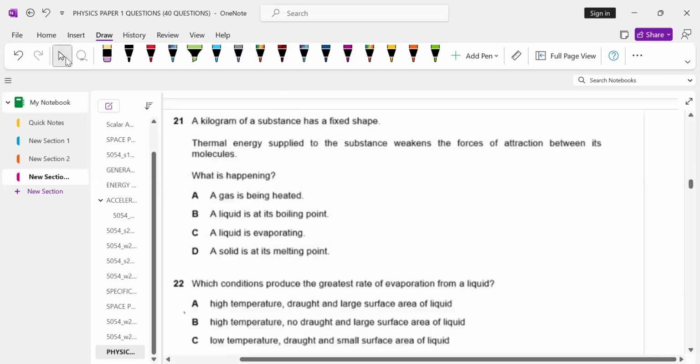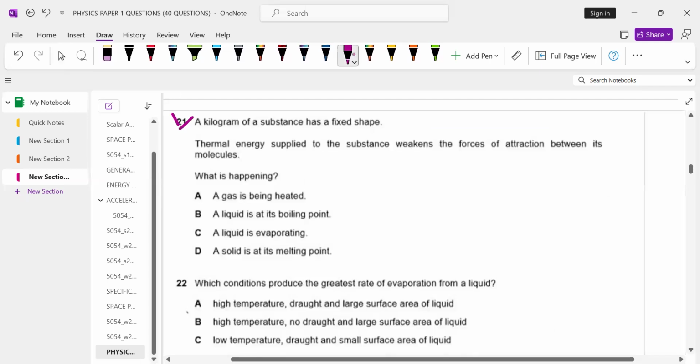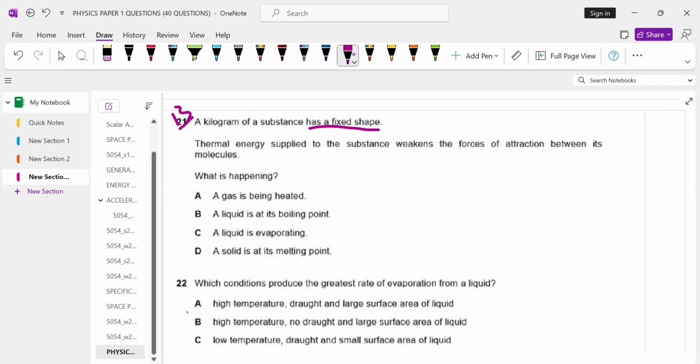Question number 13. A kilogram of substance has a fixed shape. So the substance has a fixed shape, and the thermal energy supplied to the substance weakens the force of attraction between its molecules. So what is happening? Okay, so let's read out the options. Fixed shape means that the substance is solid, and thermal energy is supplied to the substance, which weakens the force of attraction between the molecules. So the forces of attraction are becoming weak.